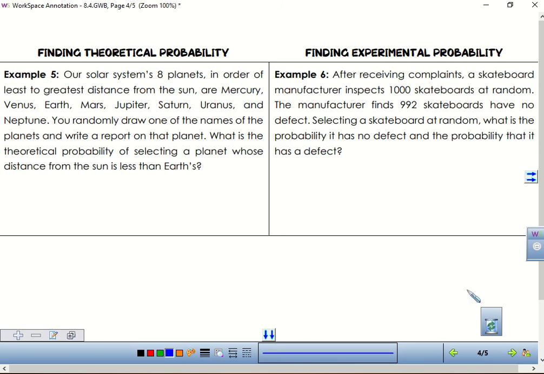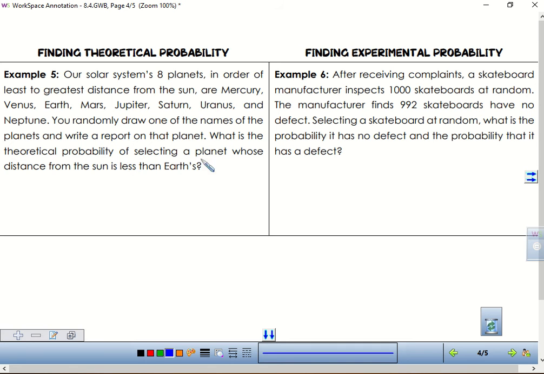So now we're going to try another problem using planets. So of our solar system's 8 planets, in order from least to greatest distance from the sun, we have Mercury, Venus, Earth, Mars, Jupiter, Saturn, Uranus, and Neptune. You randomly draw one of these names from the planets, and you write a report on that planet.